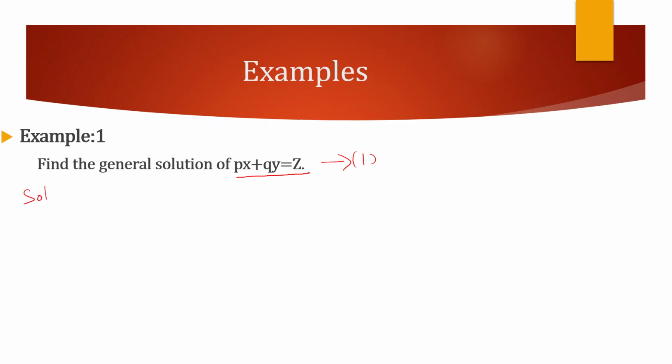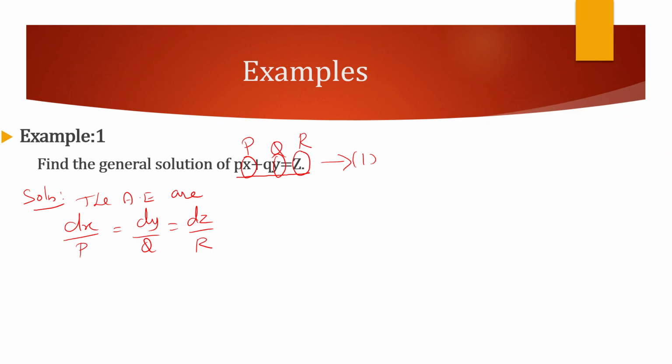First we are going to write the auxiliary equations of the given equation. The auxiliary equations are written as dx by capital P is equal to dy by capital Q is equal to dz by capital R. In place of capital P we have this, in place of capital Q we have this, and in place of capital R we have this, because this is in the form of capital P into small p plus capital Q into small q is equal to capital R. This form of first order linear PDE is known as Lagrange's linear PDE.